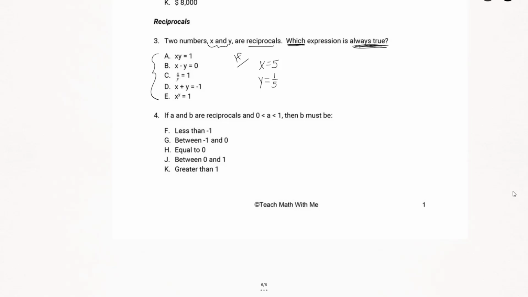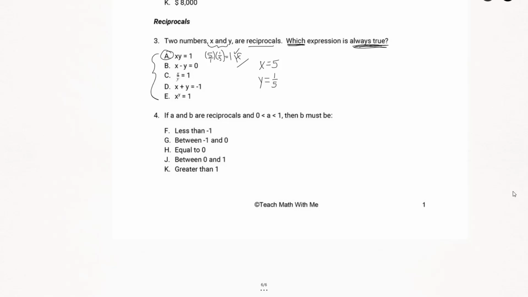If I begin with A, that looks like one that would be rather simple to verify. It says that x times y is 1. So x times y is 5 times 1/5, which equals 1. When we multiply across, this is the same as 5 over 1. We multiply across the numerator and across the denominator, and we get 5 over 5, which simplifies to 1. So yes, that's always true, and that becomes our answer. It is answer choice A.